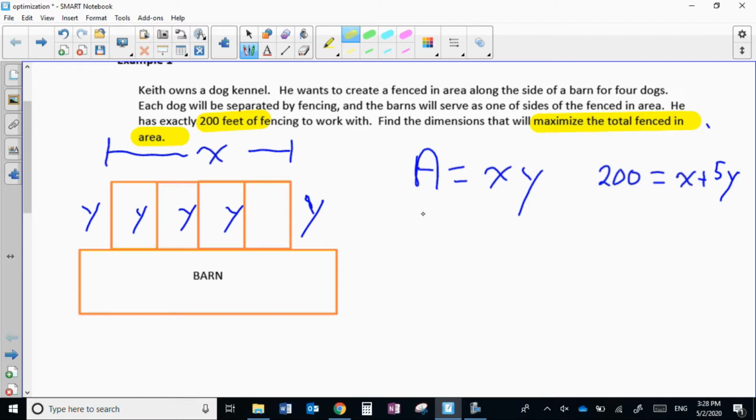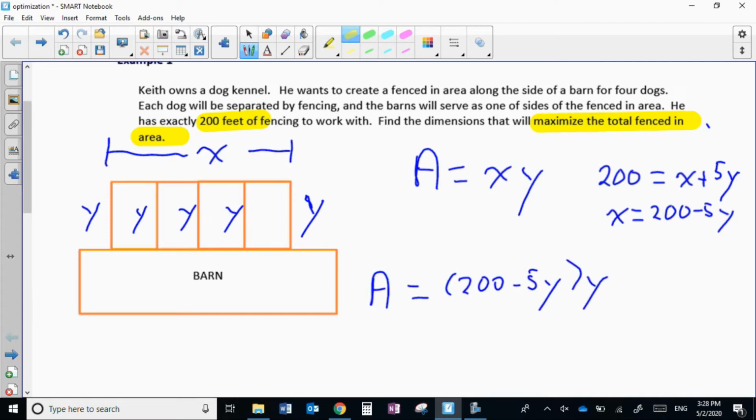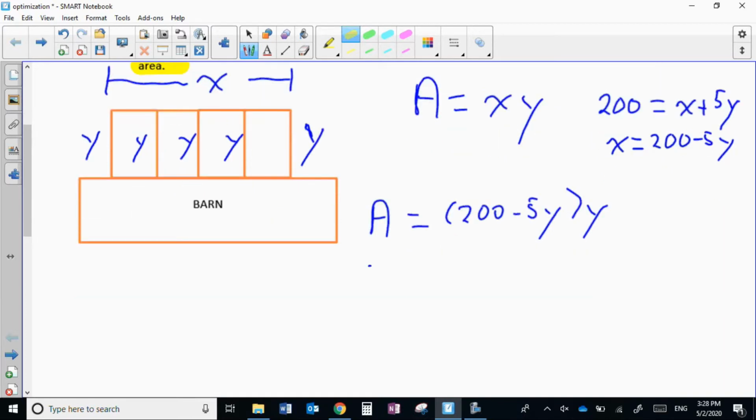So in order to take my area formula and make it simpler, I can actually write everything in terms of y, because this tells me that x is equal to 200 take away 5y. Plug that in for x into the formula for area, and I get 200 take away 5y times y. If I want, I can simplify that. And now I have a simple area formula with 2 variables, A and y. And I want to know, when is the area a maximum?